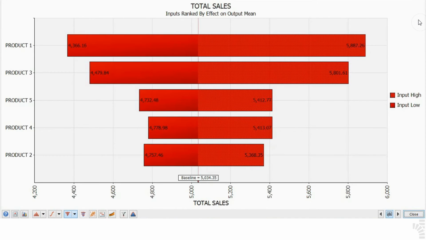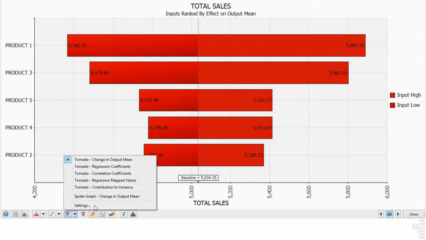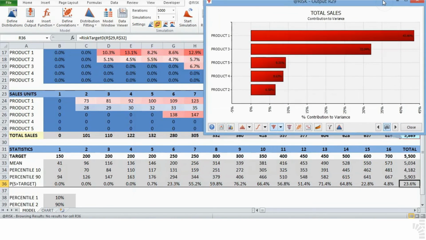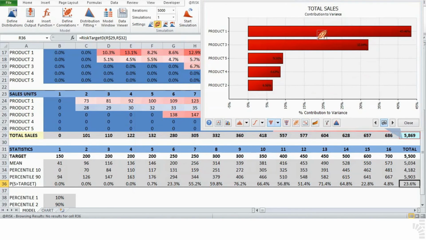Another way of showing the relative importance of each one of the products is by changing the tornado. 64. Change the tornado on the respective icon to tornado, contribution to variance. 75% of the total contribution to variance of total sales can be attributed to the top 2 products, 1 and 3.